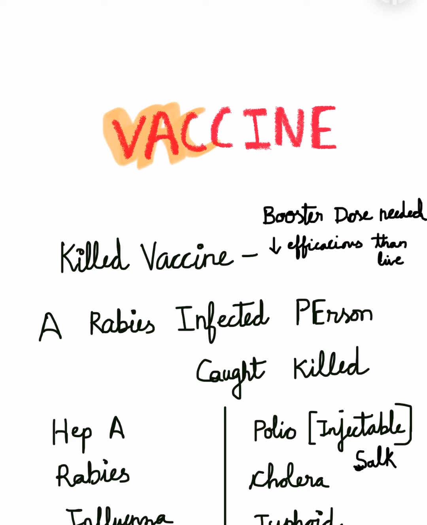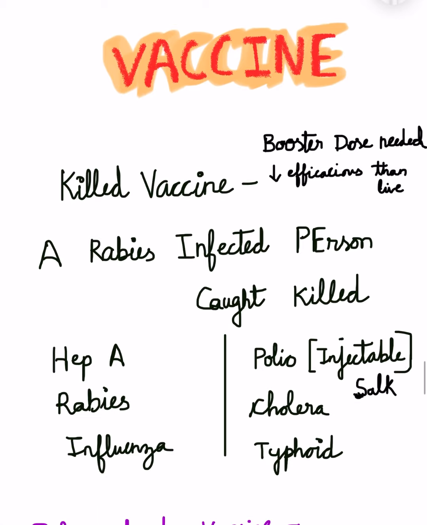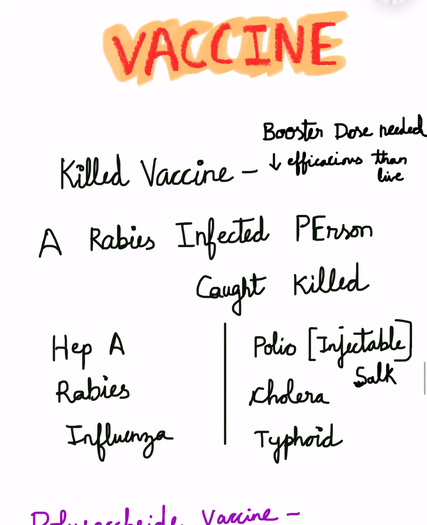In the vaccine, we learn each of the vaccines, and the vaccines are divided as live vaccine or killed or inactive vaccine, and subunit or recombinant vaccine, and polysaccharide vaccine, glycosaccharide vaccine, and toxoid vaccines. Let's see each of this.